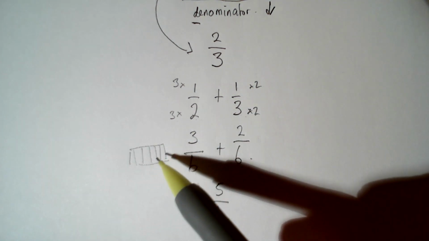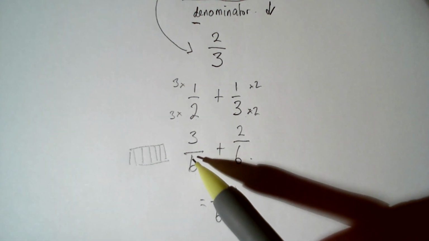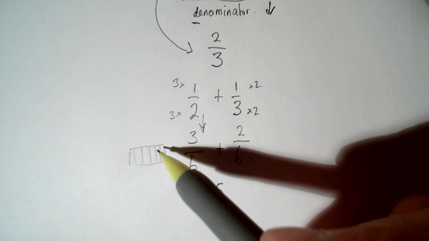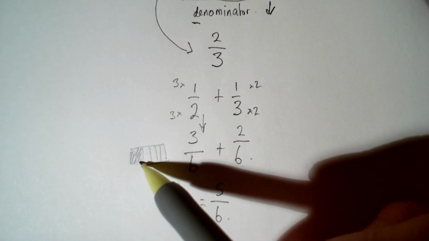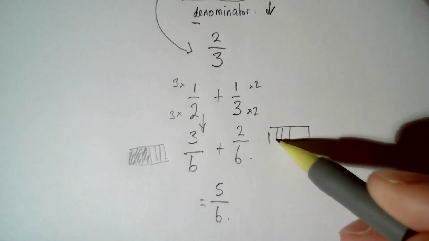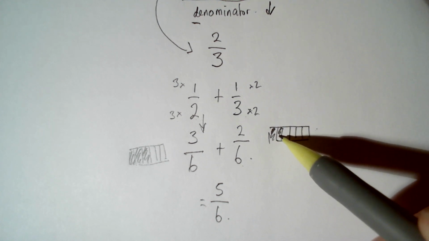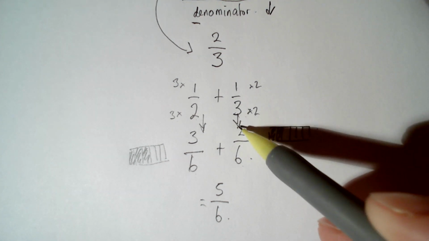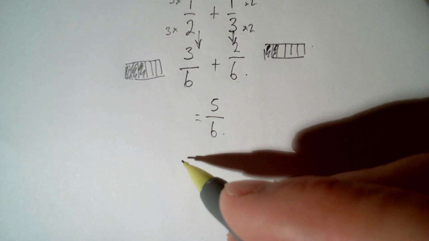If we had a bar here with 6 sectors on it, and we wanted to convert a half to a sixth, half of those 6 sectors would give us 3 sectors, 1, 2, 3, and there we have 3/6. On the other side, we have another bar with 6 sectors on it, and 1/3 of those 6 sectors would give us 2. So that's how we converted 1/3 to 2/6.